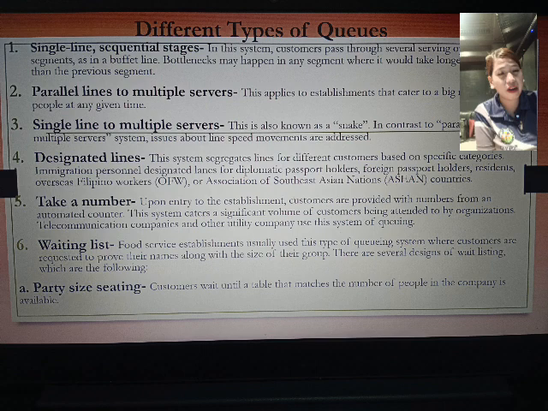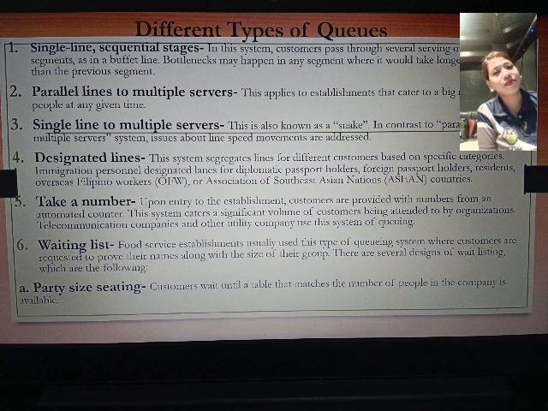Immigration personnel, designated lanes for diplomatic passport holders, foreign passport holders, residents, Overseas Filipino Workers, or Association of Southeast Asian Nations (ASEAN) countries. So iba-iba lang itong lane kada usap. Next is take a number. Upon entry liwat ining establishment, customers are provided with numbers from an automated counter. Example for this is Lieco. Upon entry tatagan ka ng number, Lieco, LMWD.